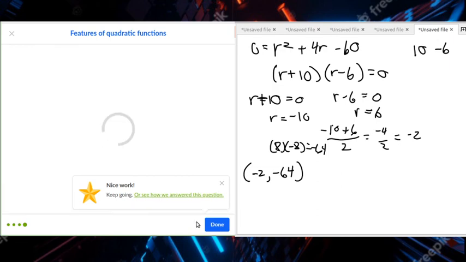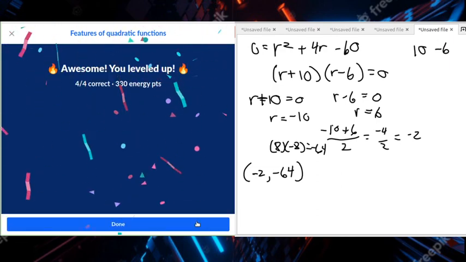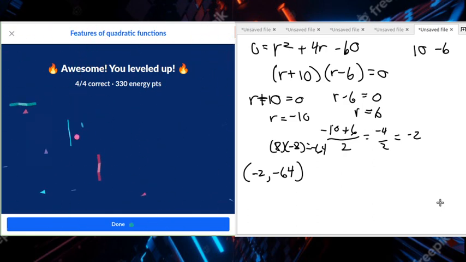Okay, so that's how you're going to do features of quadratic functions. A little bit of a slog, a little bit long and difficult. Just try not to make a mistake.